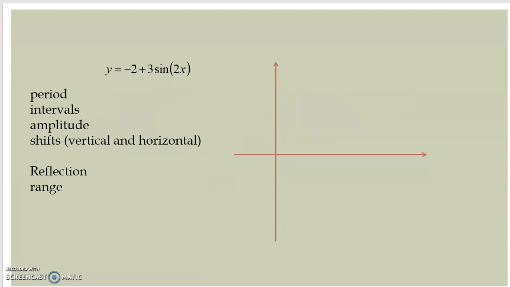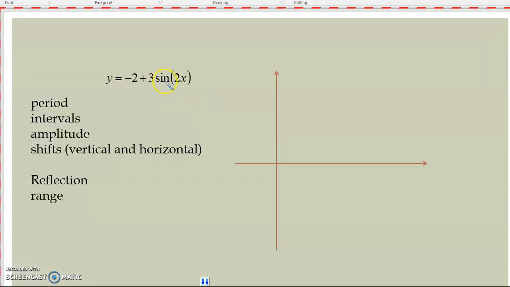Here's another sine one. Let's try it. All right, period change. So 2 pi divided by that c gives us a period of pi. So each mark is going to be pi over 4 apart. We do have an amplitude change of 3.